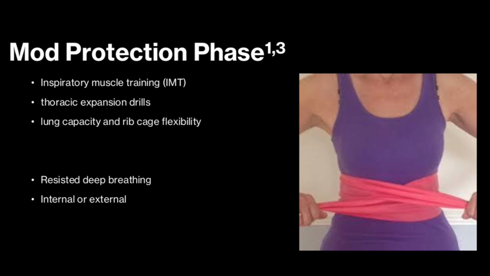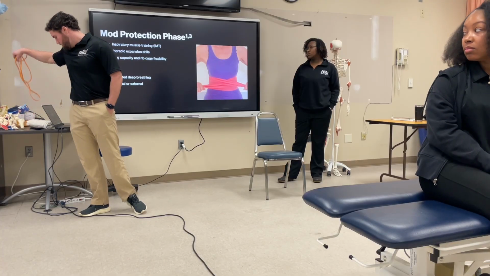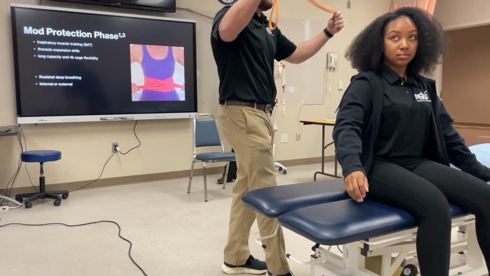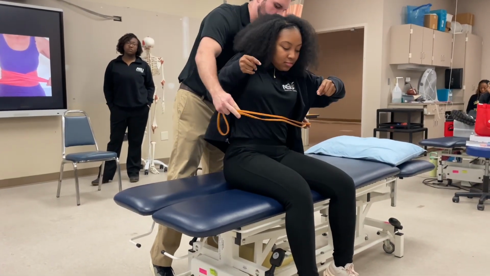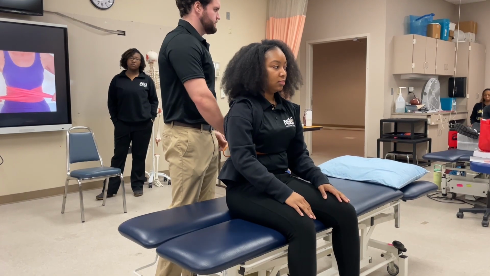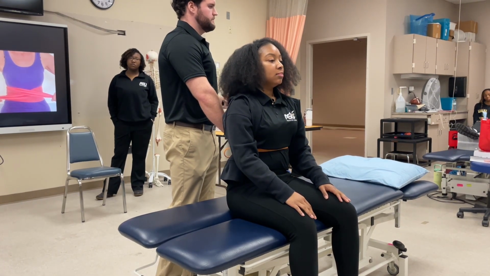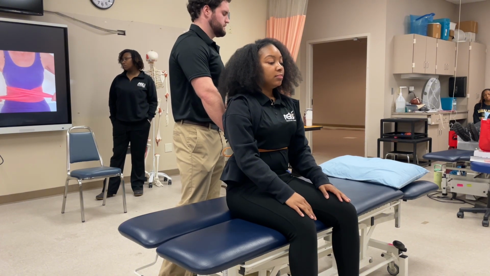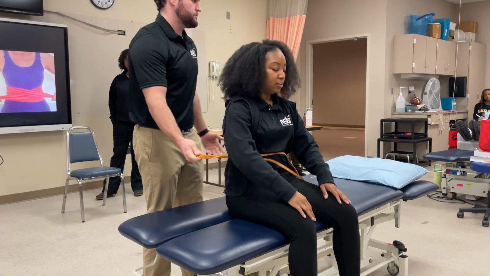In the moderate protection phase, we would do some inspiratory muscle training through some resistive exercises. So the ribcage flexibility and the exercises presented can either take place internally or externally. With externally, we would have a band wrapped around, placed roughly around your diaphragm, and then have them inhale and exhale against the resistance band to strengthen concentrically and eccentrically the musculature required for that chest expansion. And then we can also do it positionally.